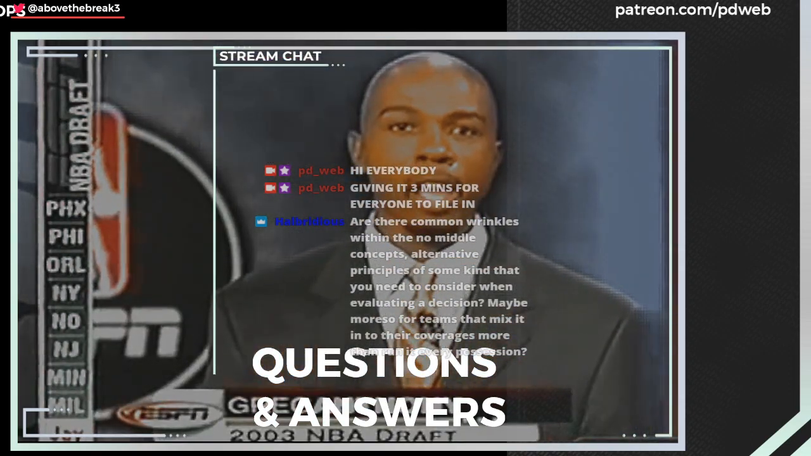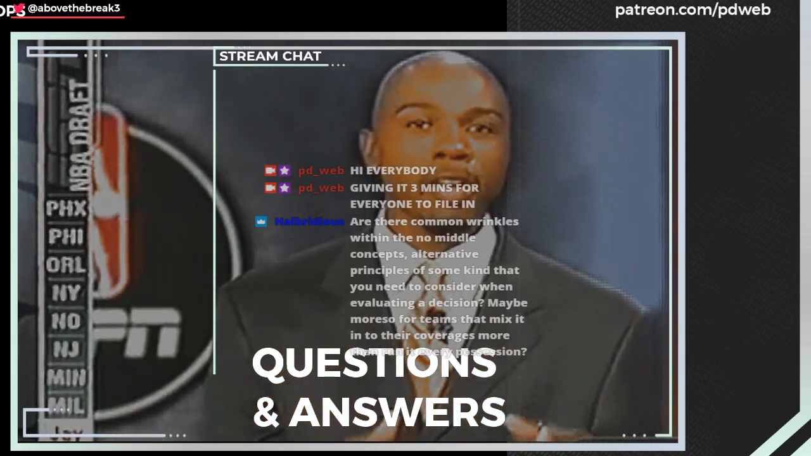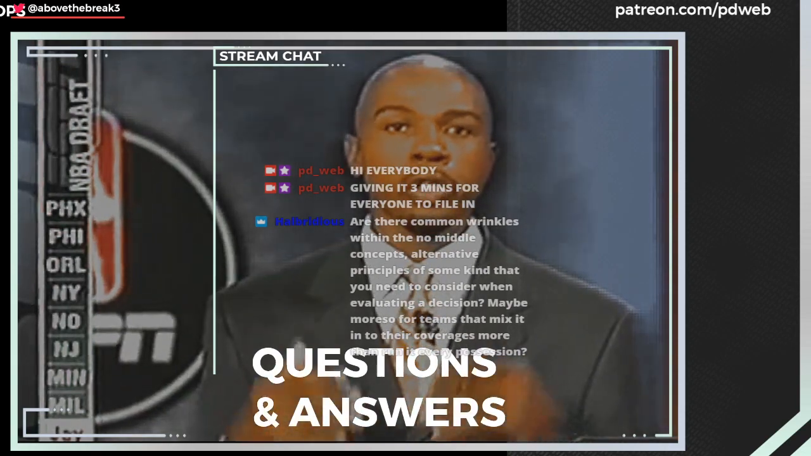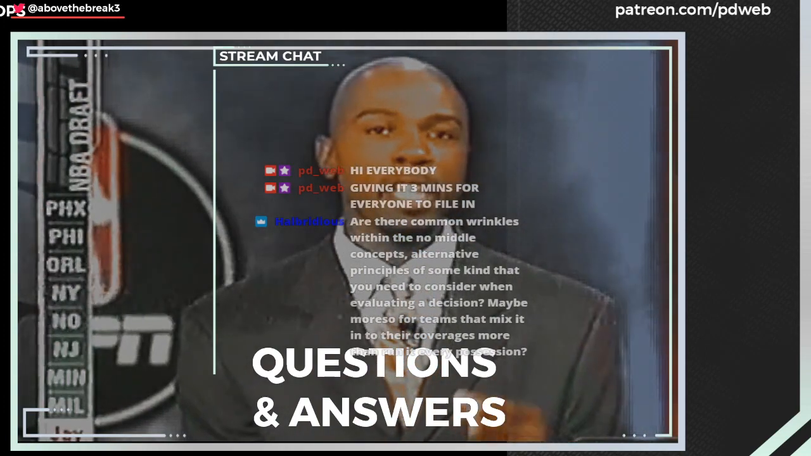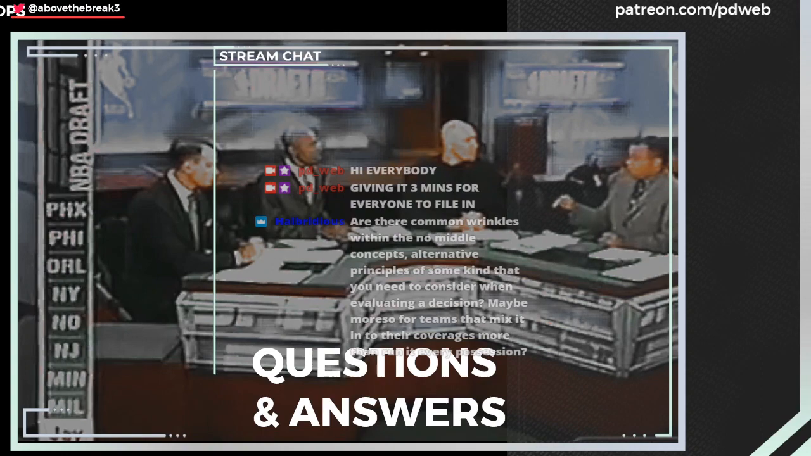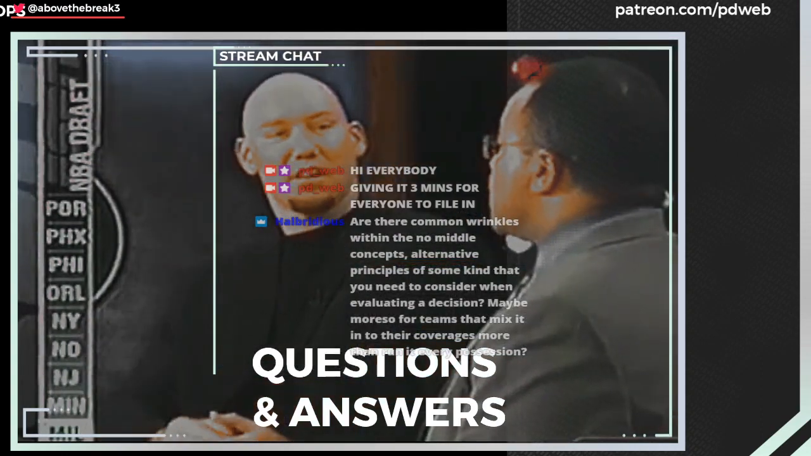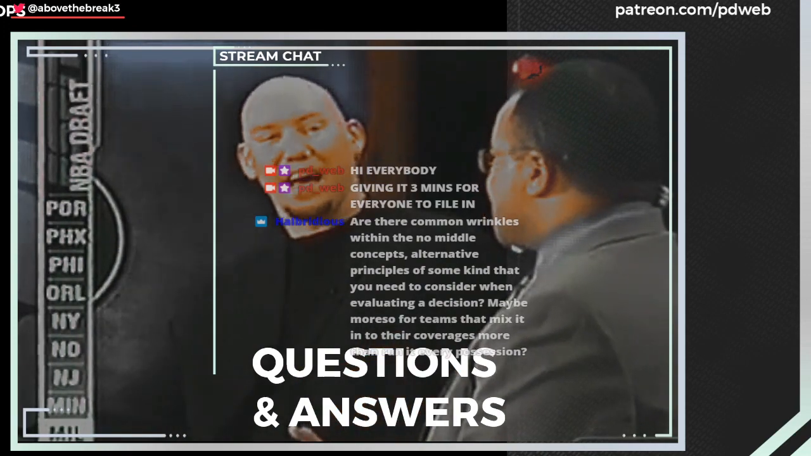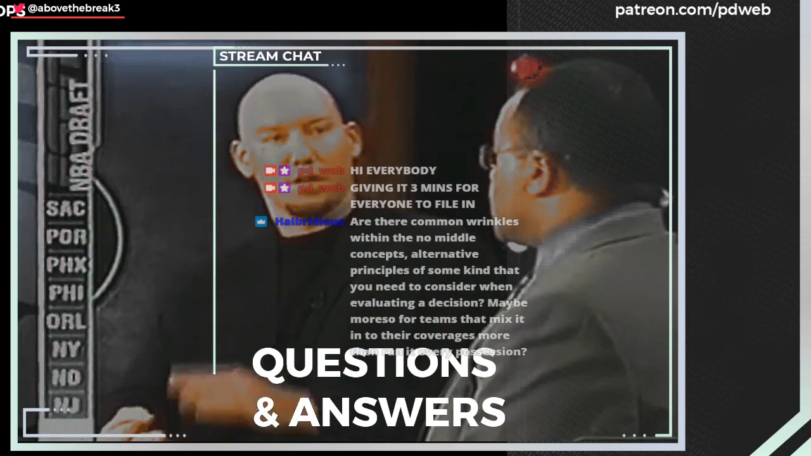Albertius asks, are there common wrinkles within no middle concepts, alternative principles of some kind you need to consider when evaluating a decision? Maybe more so for teams that mix it into their coverages more than run it every possession. I don't think that there are. The most common wrinkles are going to be how teams handle ball screens.